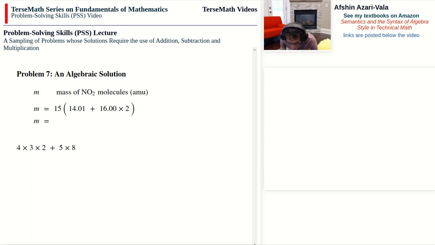The terms are 4 times 3 times 2, that's term number 1, and then the second term is 5 times 8. Inside the first term, we have 3 factors, 4, 3, and 2. These are things that you multiply. Inside the second term, we have 2 factors. These are 5 and 8.